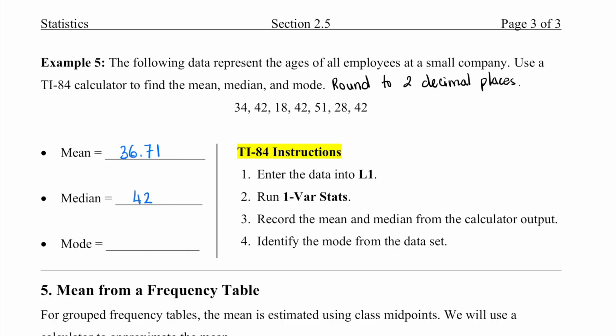The calculator helps us calculate the mean and the median. But the calculator does not automatically give us the mode. So we need to identify it by looking directly at the data. Let's count the values. The number 42 appears 3 times, and every other age appears only once. Since 42 occurs more frequently than any other value, the mode is 42.